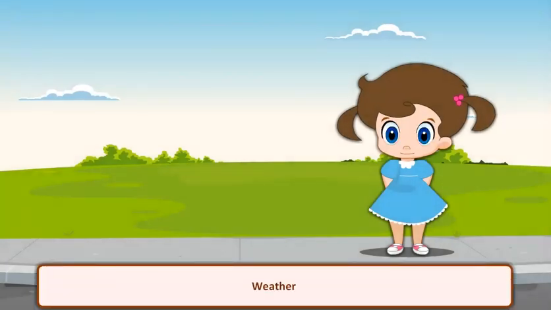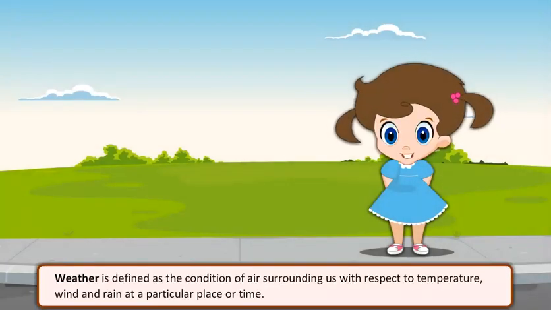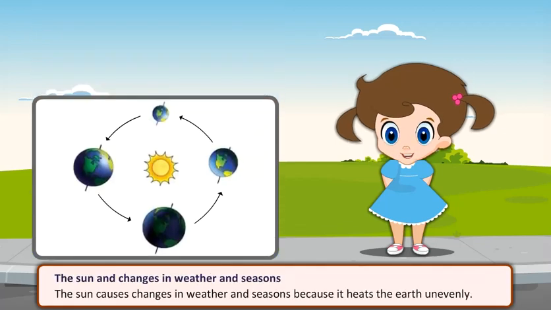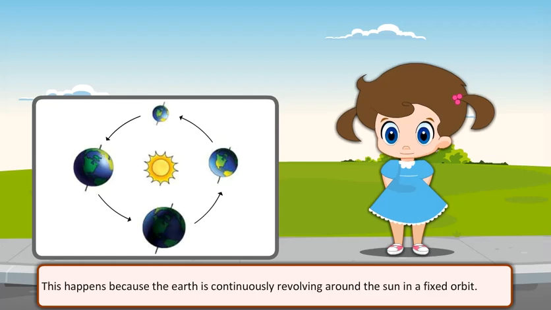Weather. Weather is defined as the condition of air surrounding us with respect to temperature, wind, and rain at a particular place or time. The sun and changes in weather and seasons. The sun causes changes in weather and seasons because it heats the earth unevenly. This happens because the earth is continuously revolving around the sun in a fixed orbit.